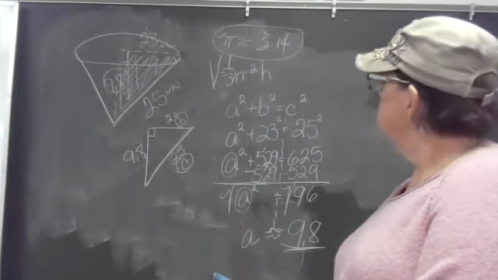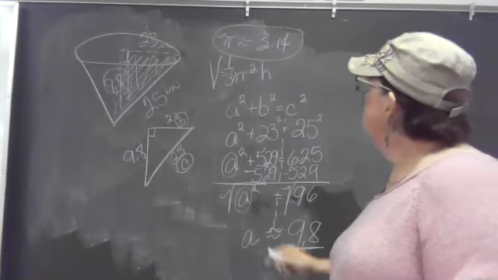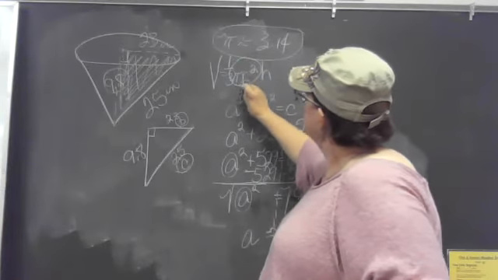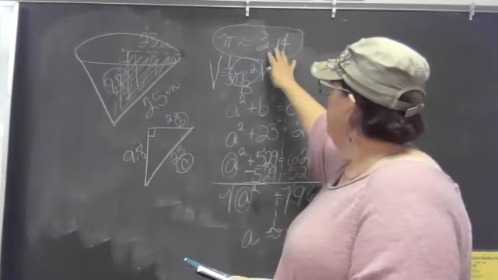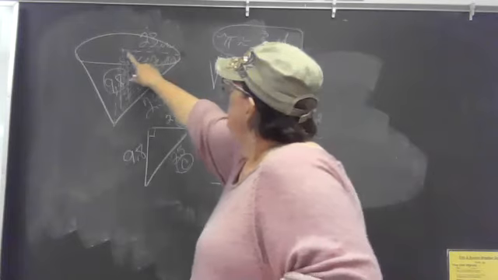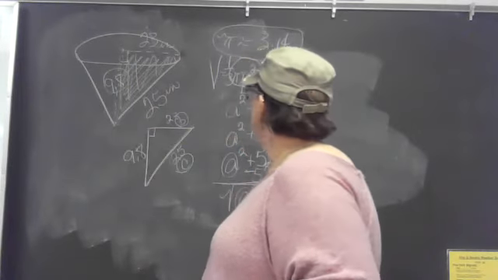The base is 25, right? No, you need the area of the base, which is a circle. So you need pi r squared h, and then divide that answer by 3.